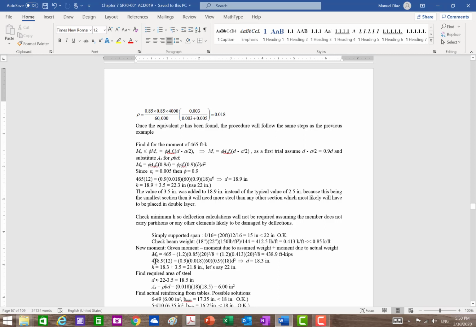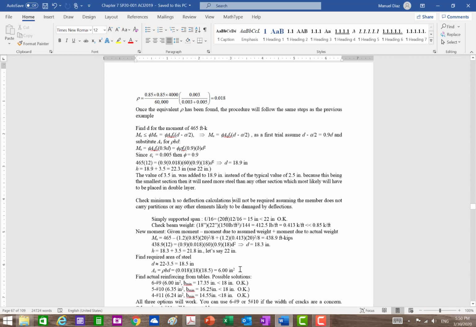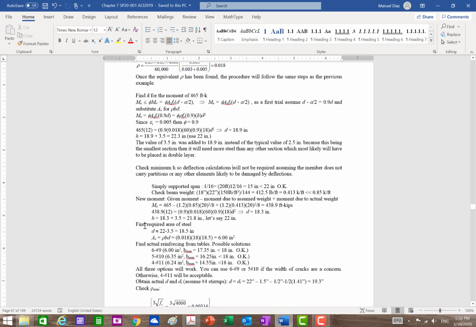Okay, so you solve again, find your new d, 18.3, add that 3.5, you get 21.8. So 22 looks like a good number. Right? So we use that value. Find the required area of steel. So again, we're going to assume a double layer. So your d becomes 18.5.